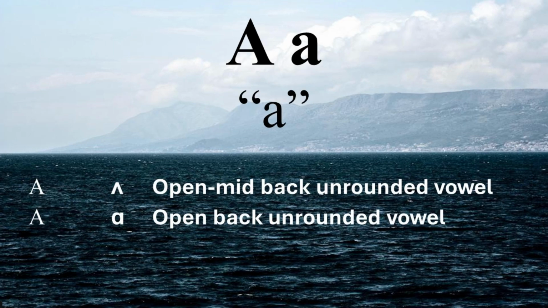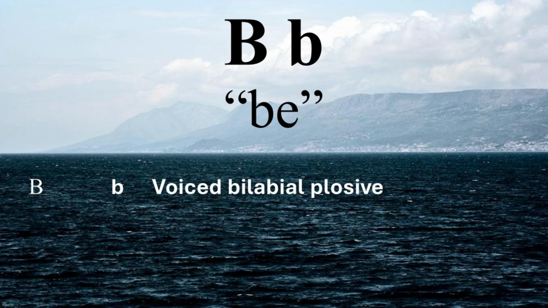Ayora. So the first letter, A, normally makes this sort of open mid-back unrounded vowel, or sometimes it might make an open back unrounded vowel, ah. The second letter, be, almost always makes a voiced bilabial plosive, be, be.